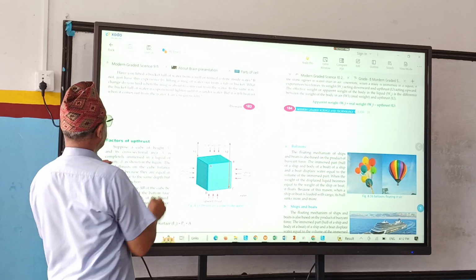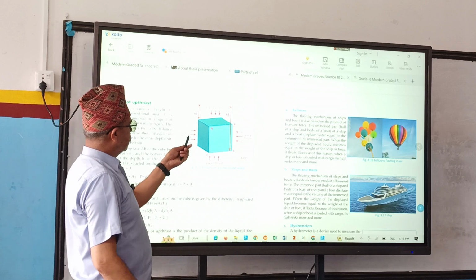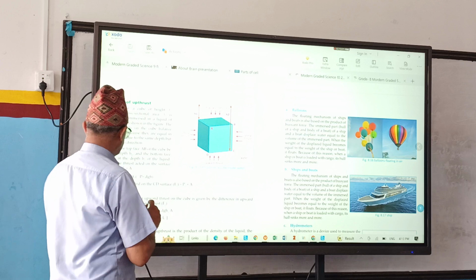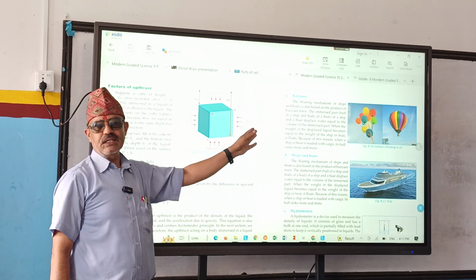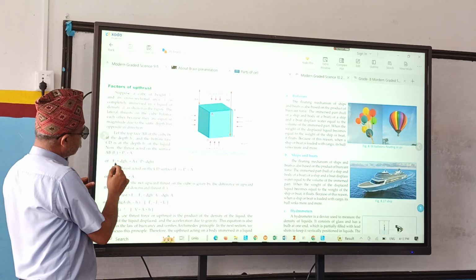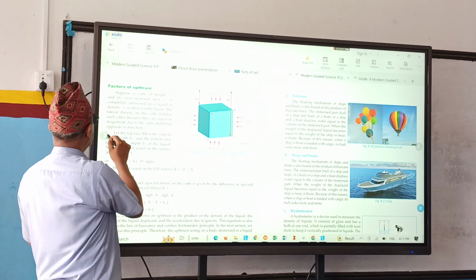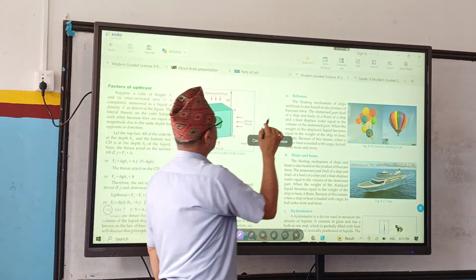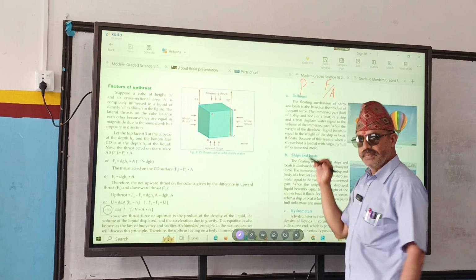So here are given the factors of upthrust. The diagram shows the lateral thrust, downward thrust, and upward thrust. The lateral thrust is equal and opposite, that's why it is balanced. First of all, the downward thrust is F1 equals dgh1A. One thing you have to remember: what is the formula to calculate pressure? P equals F by A.